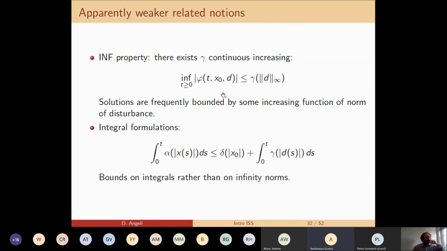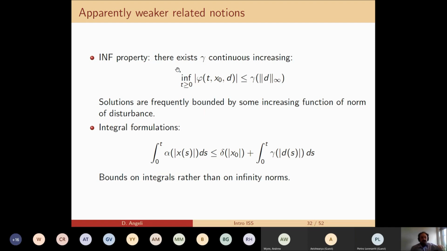Yeah, it's in fact apparently weaker, I should say, because we are assuming a bound on the infimum of the solution, for t greater or equal than 0. Notice that this bound would trivially hold if I took the limsup. The infimum is less or equal than the limsup for t that goes to infinity, and that is less or equal than gamma of the infinity norm of d. So this thing implies asymptotic gain, for instance, at least if you take gamma to be 0 at 0.